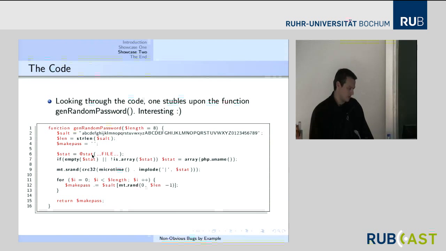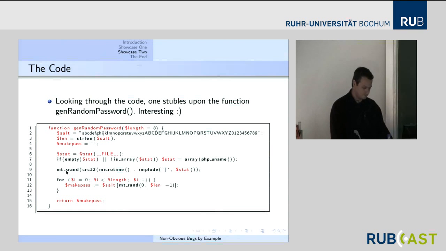So I guess the most important parts are here. It seeds the random number generator with some CRC value that is obtained by using the output of microtime and the output of stat. And then it uses the seeded random number generator here and requests random numbers and uses the random numbers to assemble a password out of this alphabet here. Okay, so this is what it does.